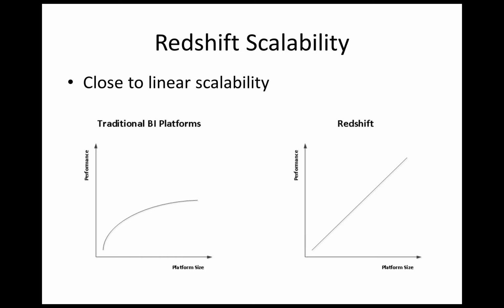And so if you have a traditional BI platform of a size, or server of a size of X, and you double your server to 2X, your performance is not going to go from Y to 2Y for large data sets. You're going to see a diminishing return on your investment. Versus in a parallel processing environment such as Redshift, you should expect a linear increase with performance as you increase the size of the platform. So as you go from X to 2X, your performance should go from Y to 2Y. And you'll see this in the POC today.